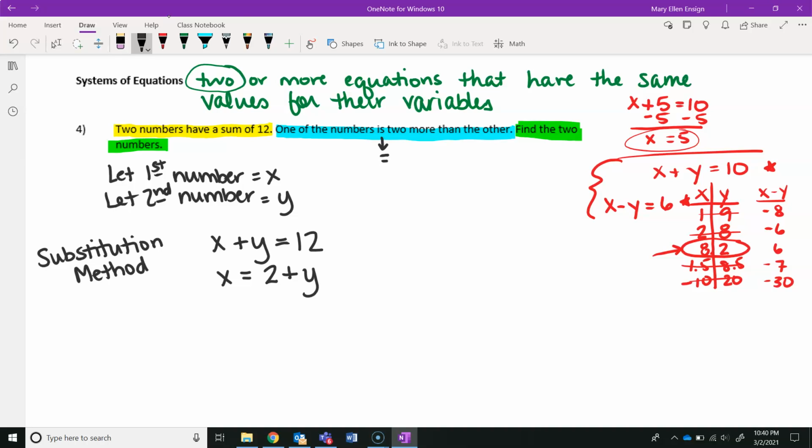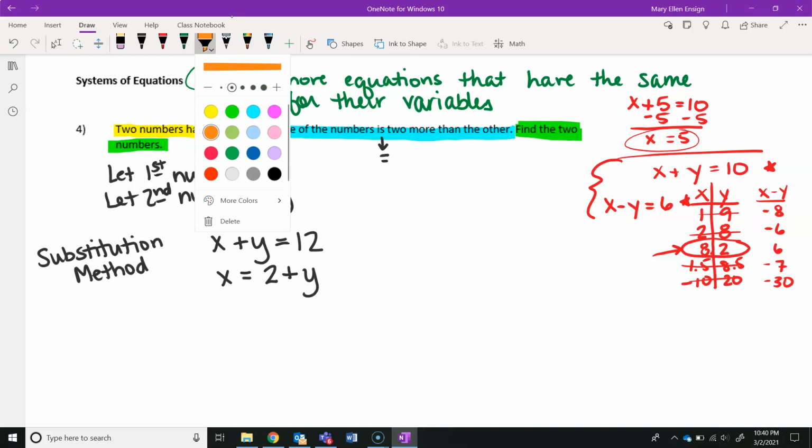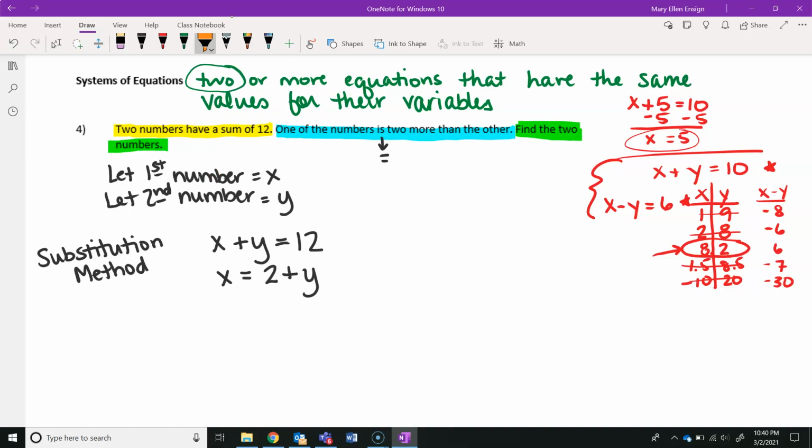Okay, substitution method. So what we are going to do is look for one of our equations where it is solved for one of the variables, meaning that we want one of our equations to be either x equals blah, blah, blah, or y equals blah, blah, blah. If we don't have one, we can rewrite one of these to be in that format. Okay, but we'll get to that in a little bit. So for right now, we notice that we do have this. In this bottom equation, it says that x equals 2 plus y. Those two things are exactly the same.